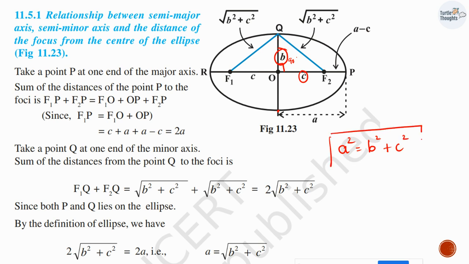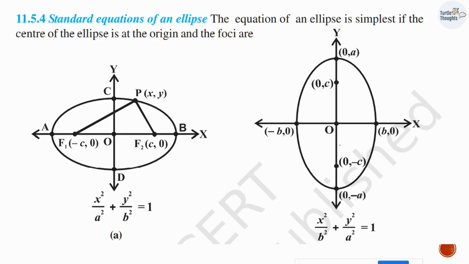This is going to be the relationship between the semi-major axis, semi-minor axis, and the distance from the center to the foci, right? So a square is going to be b square plus c square.